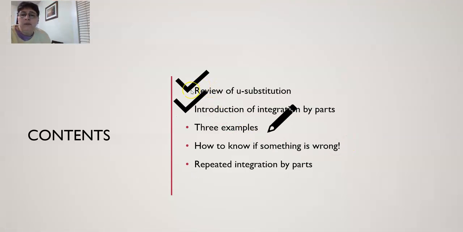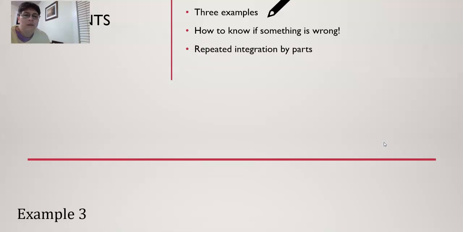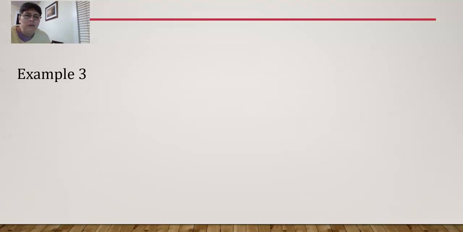Alright, so in the previous video I went over U substitution, and how you tell it apart from integration by parts. Of the 3 examples, I left 1 to work, and during this 3rd example I'll show you how to know if something's wrong. And then we'll do repeated integration by parts, which is much simpler if you use the table. So, example 3.